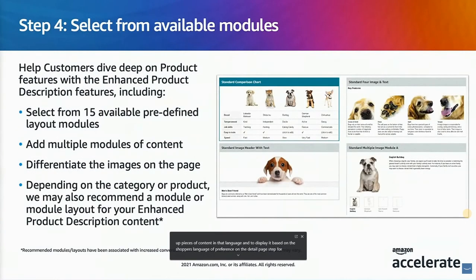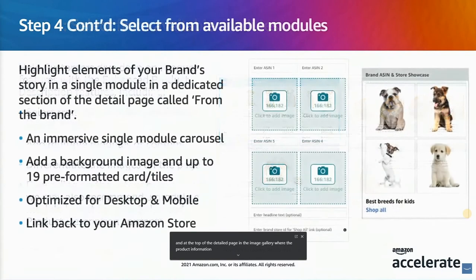Step 4, select from available modules. Again, we recommend using enhanced product description content to dive deep into product features to help the customer in the buying decision. You can add multiple modules to a single piece of A+ content, and a module can be used more than once. A best practice is to include a mix of descriptive information as well as images that are different from what's shown at the top of the detail page in the image gallery or the product information.